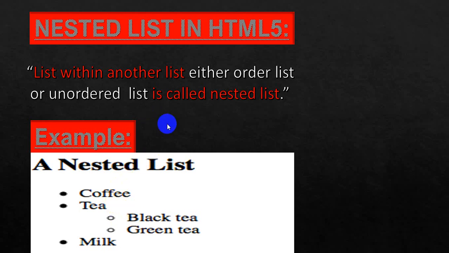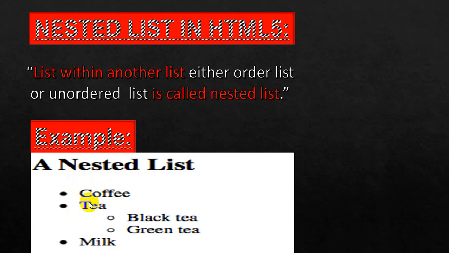Nested means, in general, if something is within something, it's called a nest. If you look at the nest of any bird, you will notice that it is assembled like a network. In the same way, if you have multiple lists inside one list, it's called a nested list. See the definition: a list within another list, and it can be either an ordered list or an unordered list. So a list within a list is a nested list.